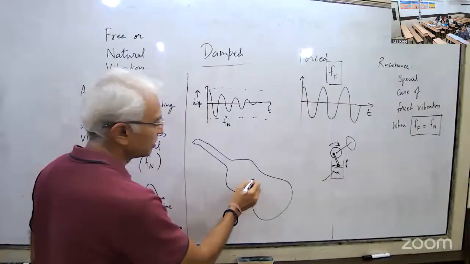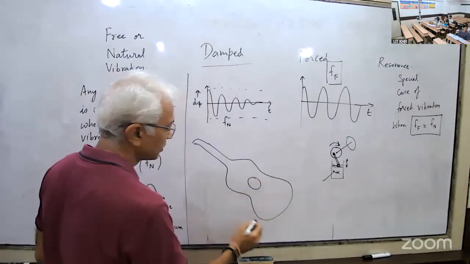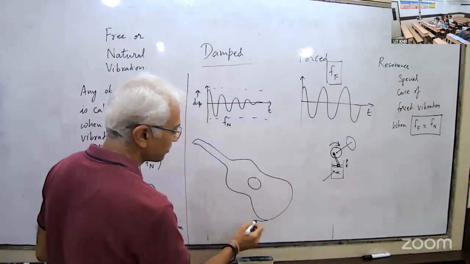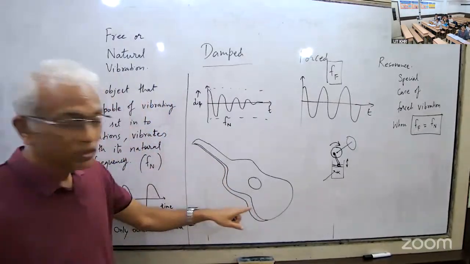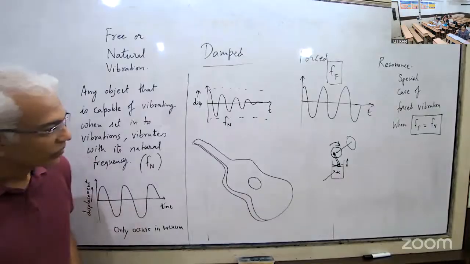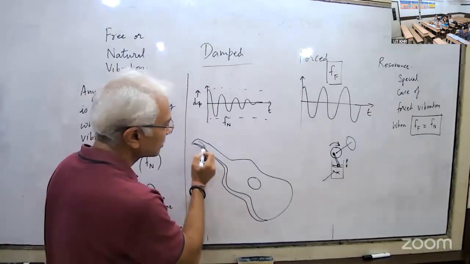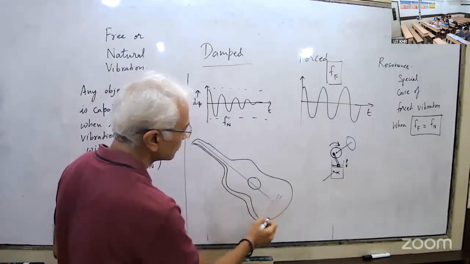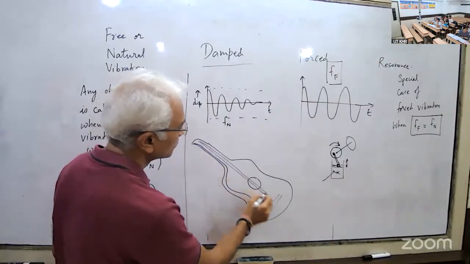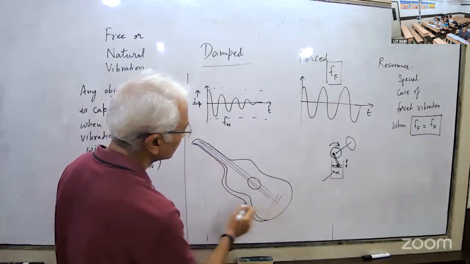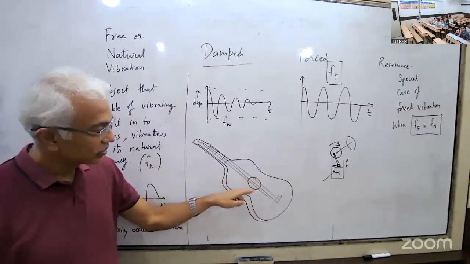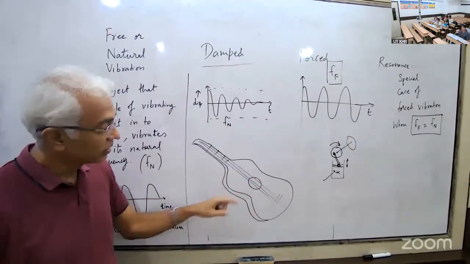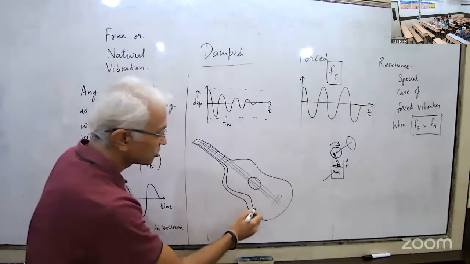I'm sure everybody is familiar with this, right? So what is the shape of this? This is the sound box. So when you play the strings, there is a hole here, right? So this is the sound box of the guitar.